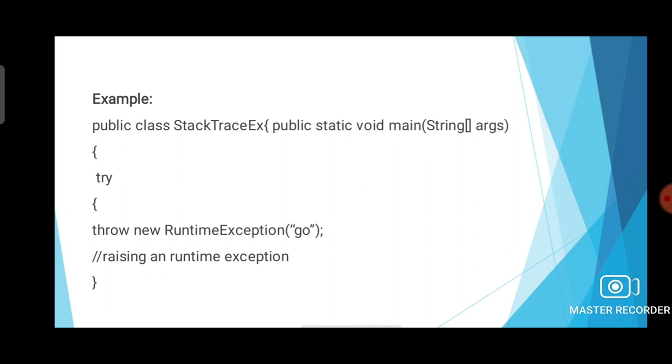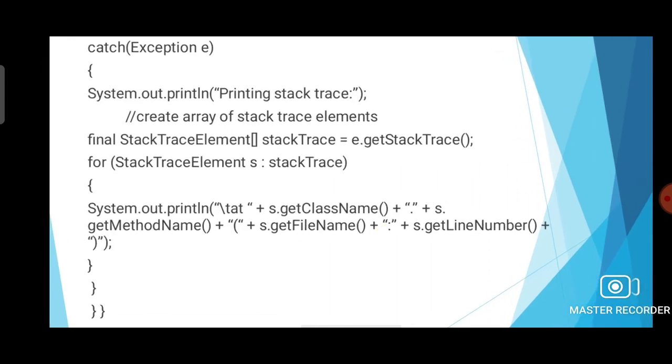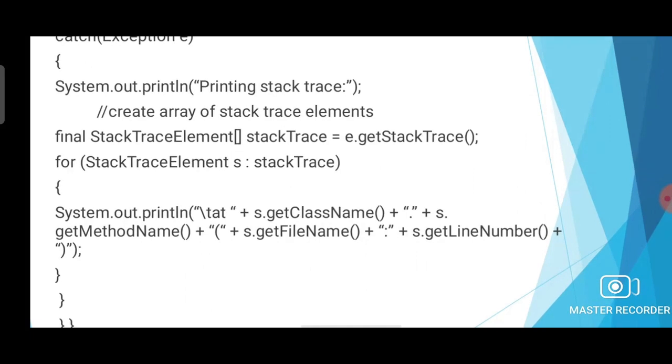Here we are throwing our own exception, a runtime exception. Then inside the corresponding catch block, we are applying the stack trace method. Initially we are printing a statement, "printing stack trace", to display some details about the exception. Then we are going to apply the necessary methods. First of all, final StackTraceElement stackTrace equal to e.getStackTrace.